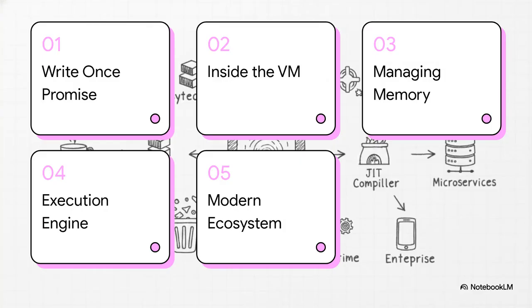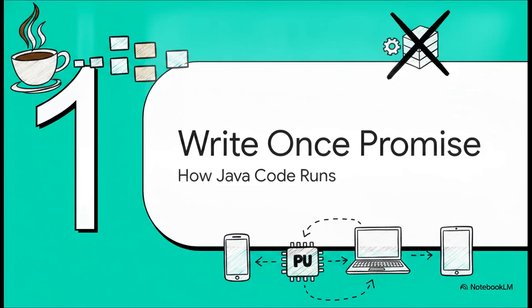Here is our roadmap for today. We'll start with the write once promise, then head inside the virtual machine, look at managing Java's memory, check out the execution engine, and finally explore the modern Java ecosystem. Let's get to it. All right, part one, the write once promise.